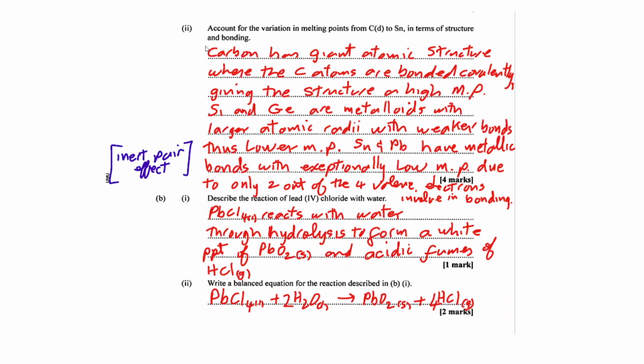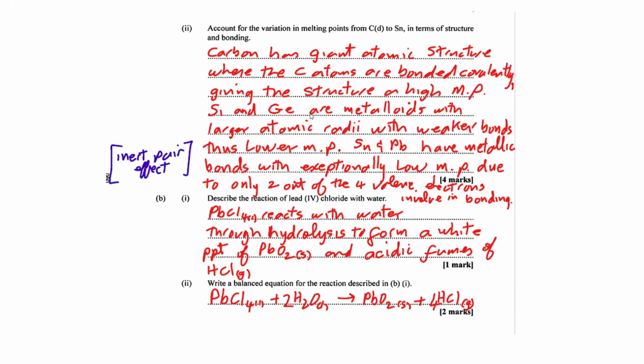3A Part 2. Account for the variation in melting point from carbon to tin in terms of structure and bonding. Well, carbon has giant atomic structure where the carbon atoms are bonded covalently, giving the structure a high melting point. So this is strong giant atomic bonds. And these bonds are very strong, and therefore the melting point will be very high there.